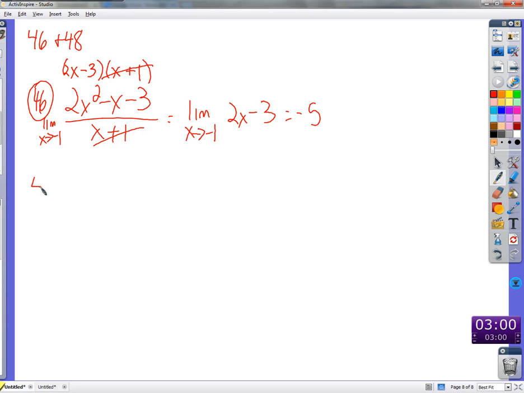Okay, 48, really similar, a little different. The limit of x cubed plus 1 over x plus 1 as x approaches negative 1. Then we have a problem there. In both the numerator and denominator, we would get 0.